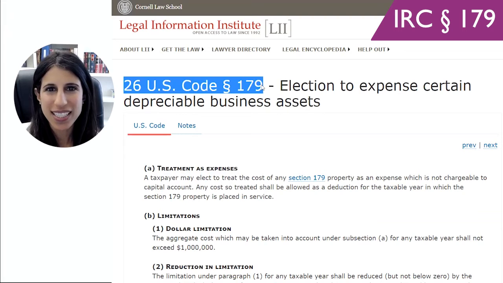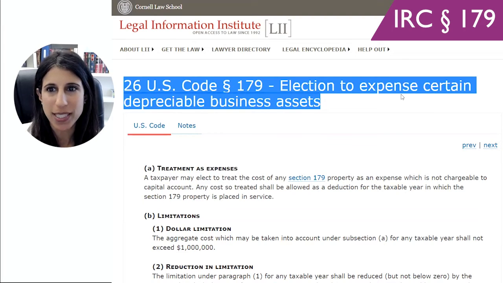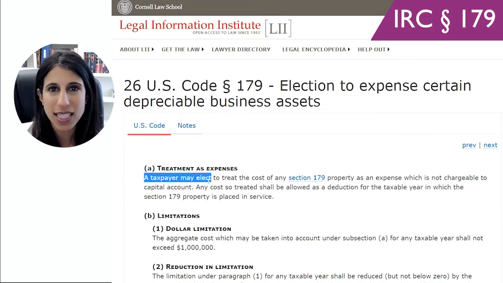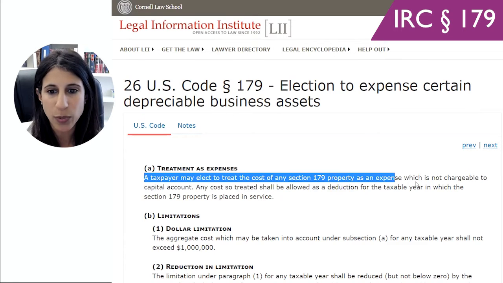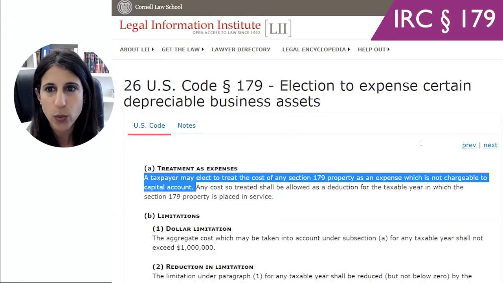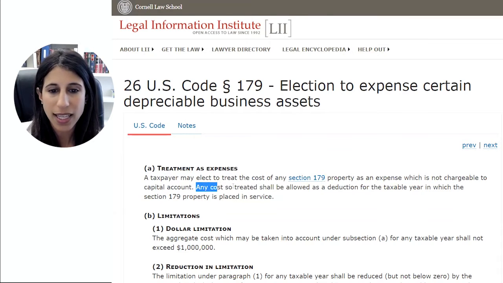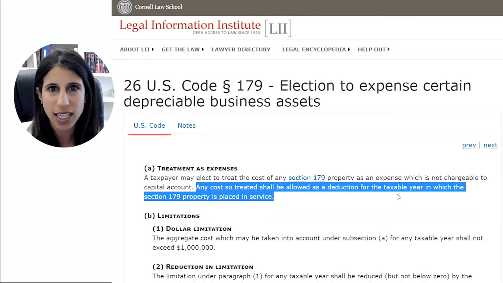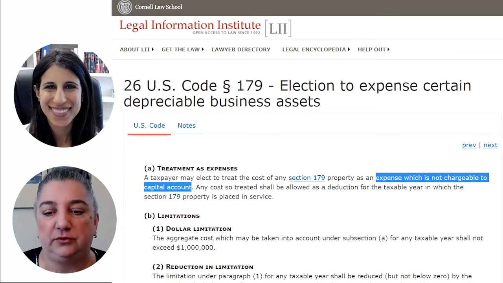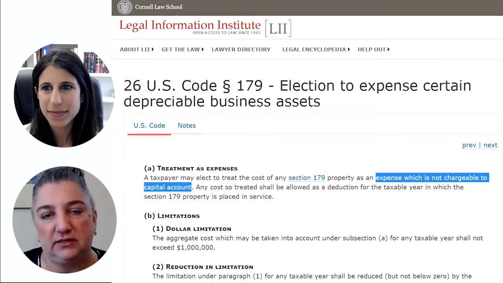Section 179 is an election to expense certain depreciable business assets. So you can see here that this is an elective provision. This means that the taxpayer must elect on his or her tax return to take advantage of this provision. Now, if a taxpayer elects to apply Section 179, then the cost of any Section 179 property will be treated as an expense, which is not chargeable to capital account. Any cost so treated shall be allowed as a deduction for the taxable year in which the Section 179 property is placed into service.